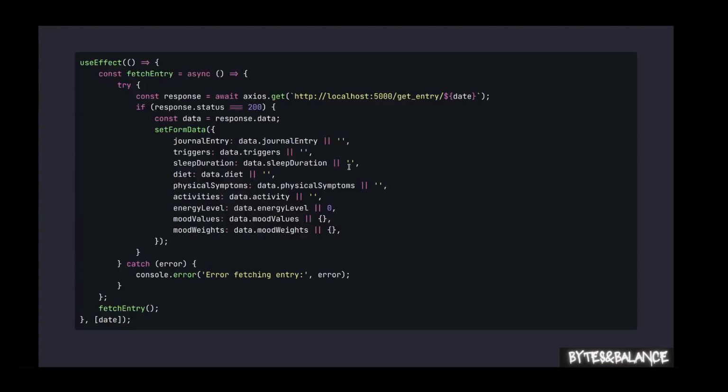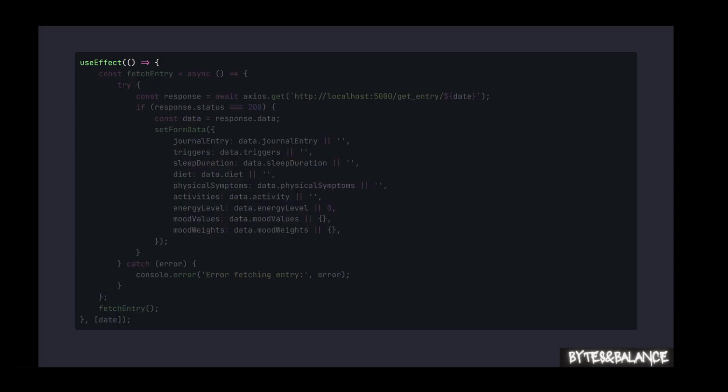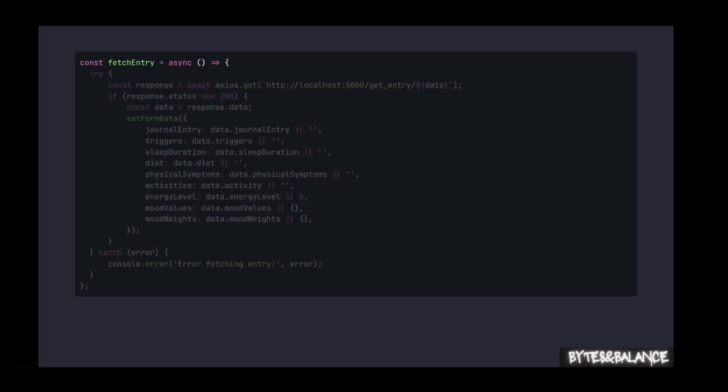First, let's examine the code at a high level. The useEffect hook wraps the fetch entry function, ensuring that data fetching is triggered each time the date changes. This ensures we load the correct data based on the selected date. And now let's look at the fetch entry function itself. This function is asynchronous, meaning it will handle operations that take time, like fetching data from the backend, without blocking the rest of the application.